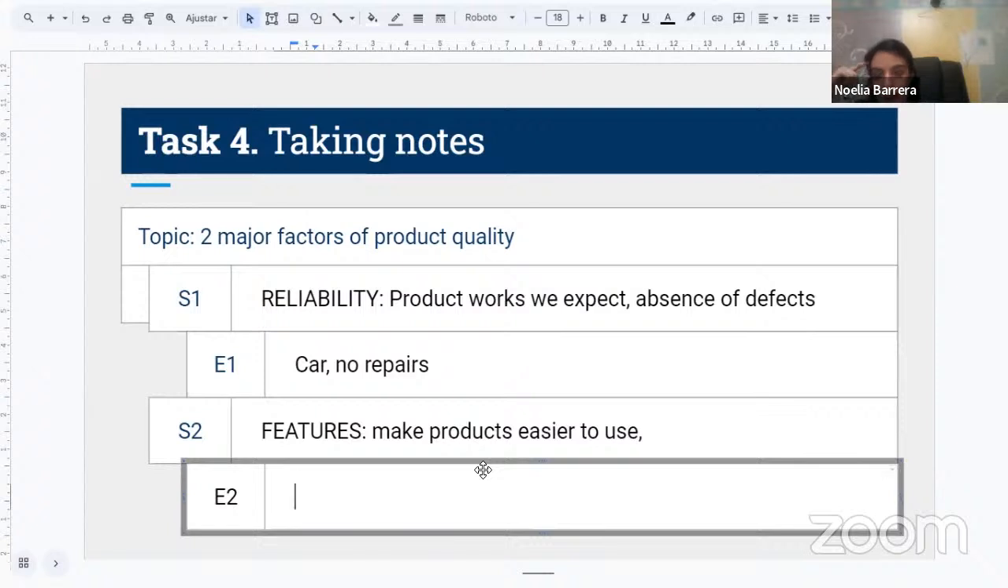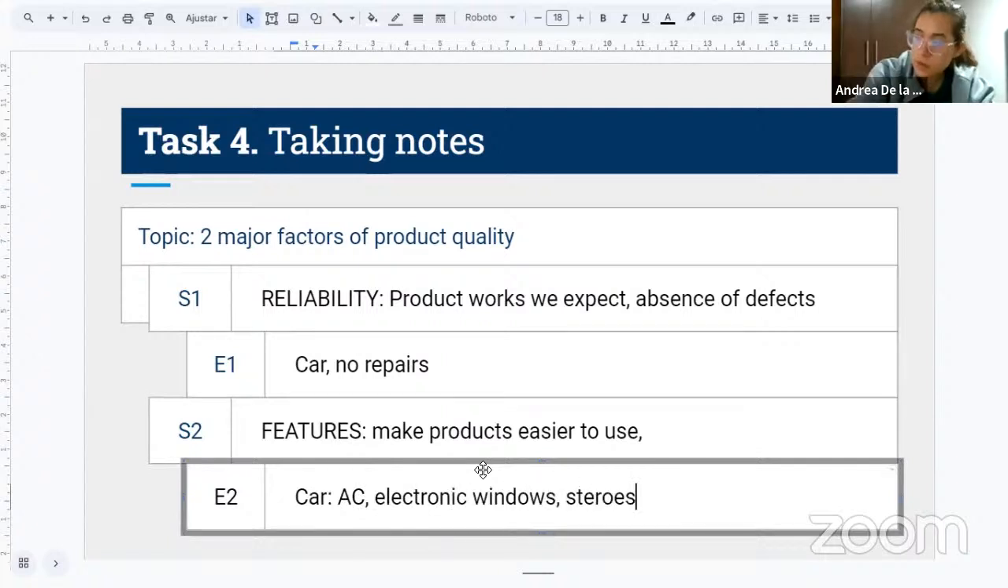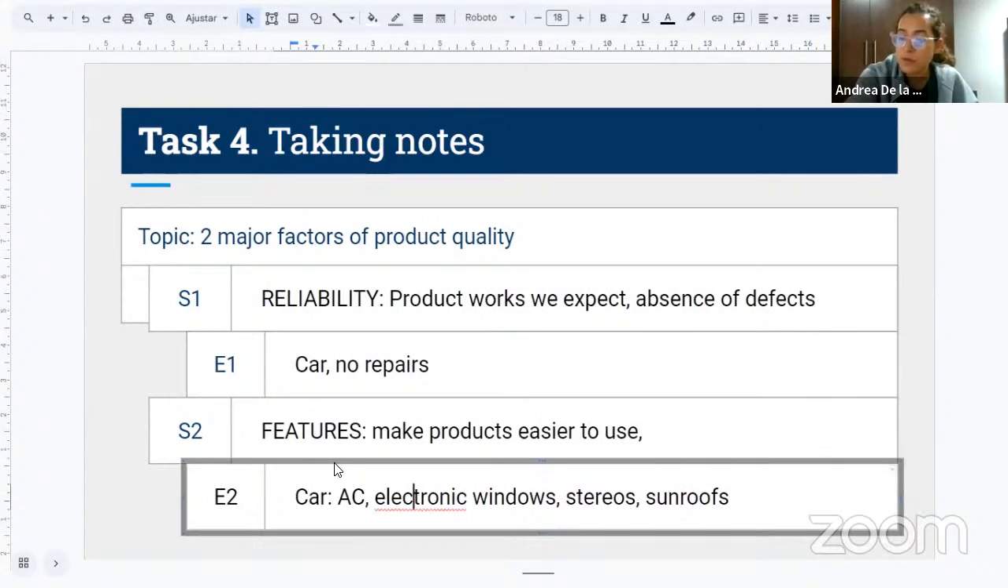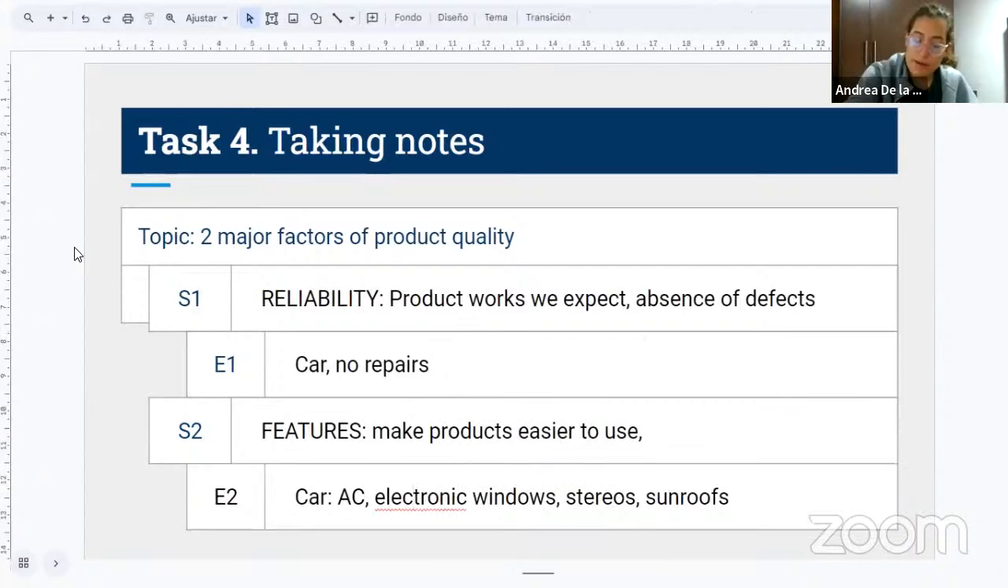He talked about a car, that some cars have air conditioning or electronic windows, and that makes a car a feature. Exactly. So the features of a car would be electronic windows, air conditioning, stereos, sunroofs, I think we also mentioned. All of those are features that make the car more attractive, right? That make the car easier to use, that make it more comfortable, and so forth. Okay, guys. So yes, this is the information that we got from the lecture.